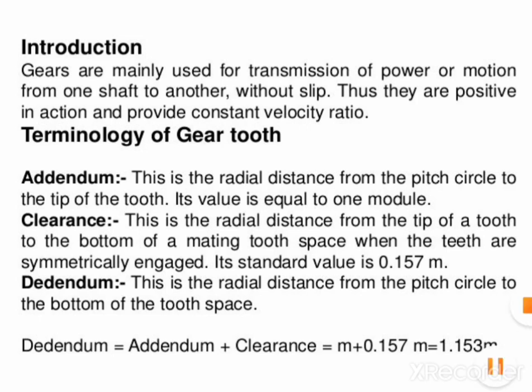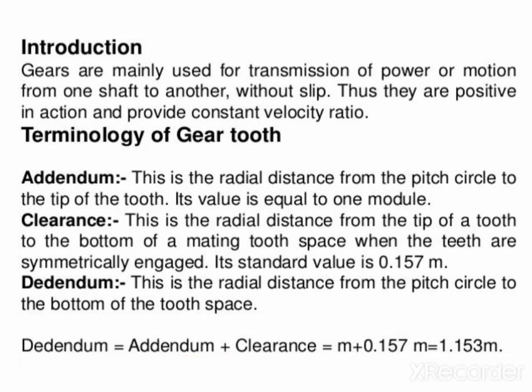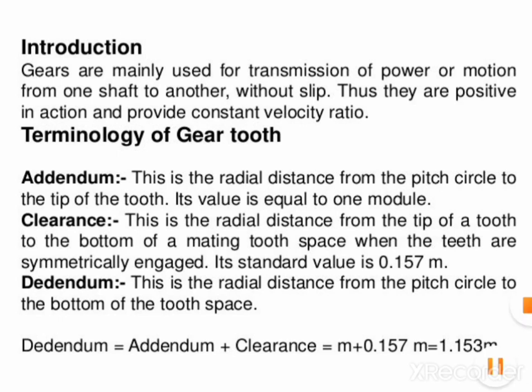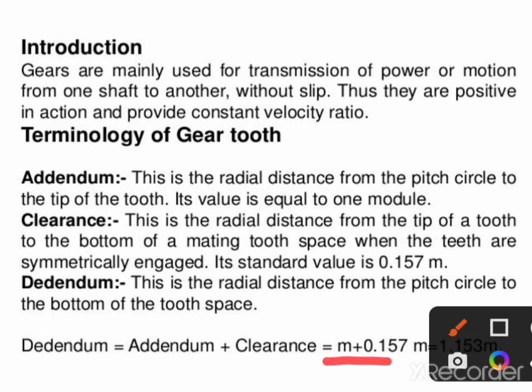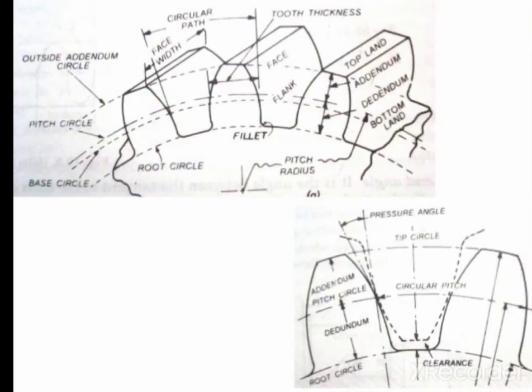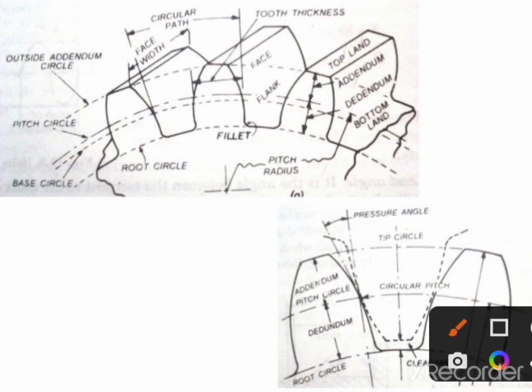Here an important formula is given: dedendum is equal to addendum plus clearance. That is, if addendum is generally represented by m, plus, as I said, clearance 0.157 m, then what will be this dedendum? 1.157 m.